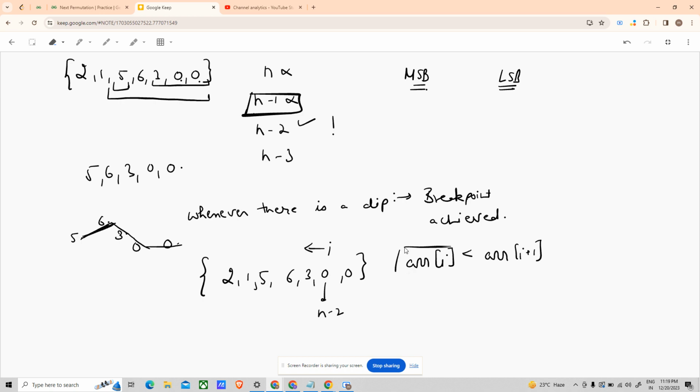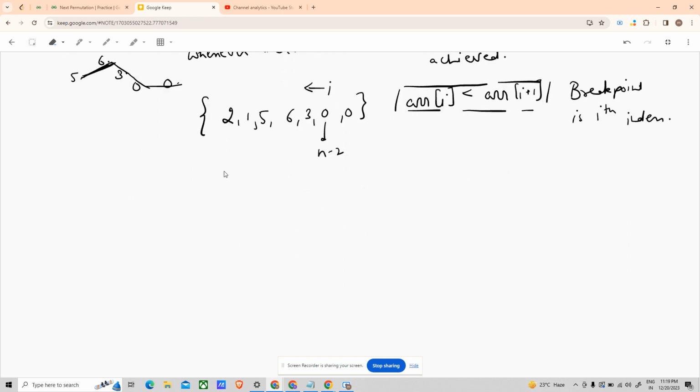Okay, less than array of I plus 1, breakpoint is ith index. What was the next step? We swapped 5 with 6.